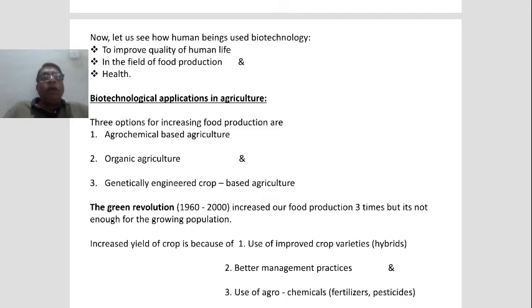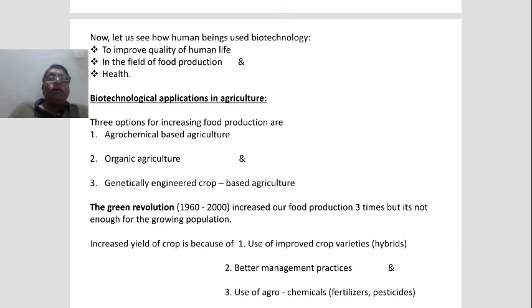So not only to improve the quality of human life, in the field of agriculture also, we make use of biotechnology. Using biotechnology, we are able to produce nutritional rich food. I think in strategies, you have studied something about this. Golden rice is there. It is a vitamin A rich rice.